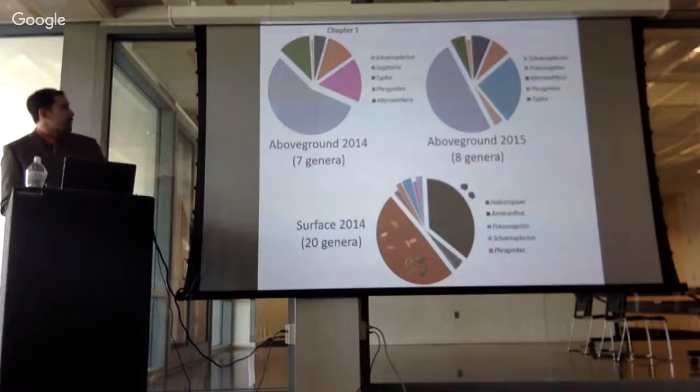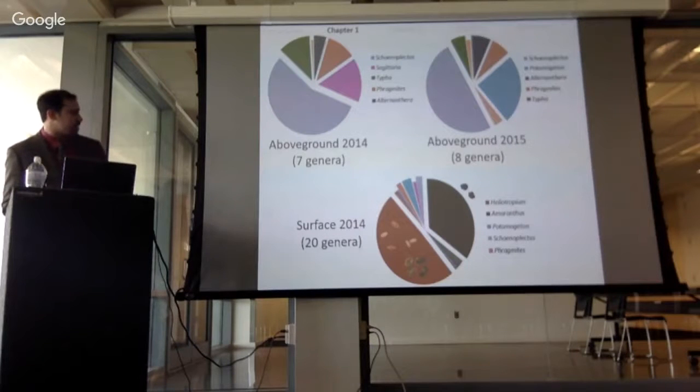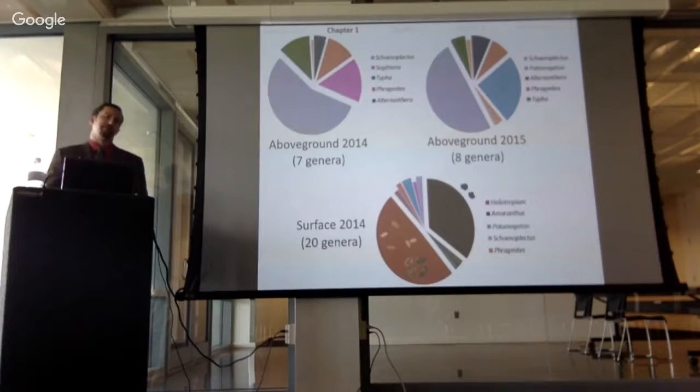Moving on to our above ground communities, at both points in time they were mostly dominated by Schoenoplectus, with a few other genera. As we can see, there's much lower richness above ground than below ground. That's not too surprising. And our surface layer generally resembled the emergent layer, although there was a higher percentage of Amaranthus, which is an annual. It produces tons of seeds, so that could be just a matter of where and when I sampled.